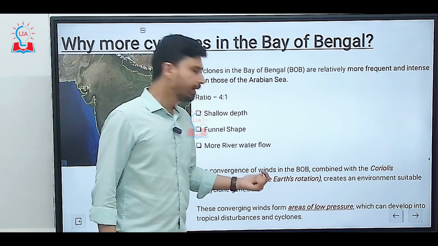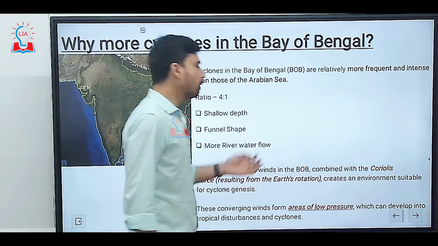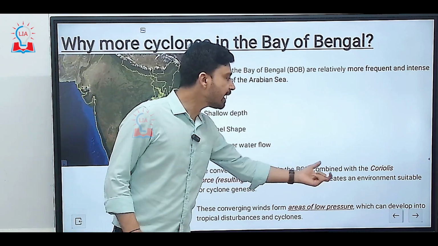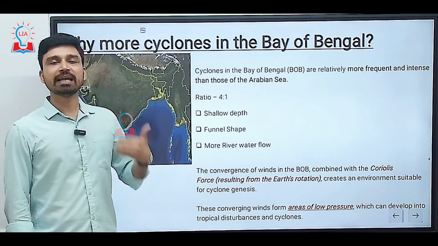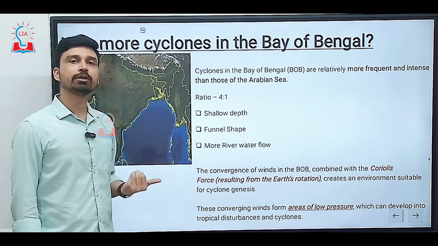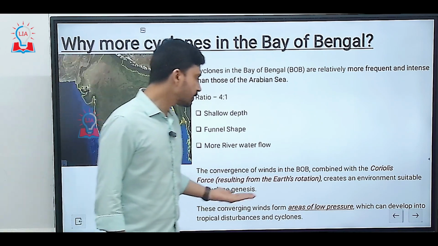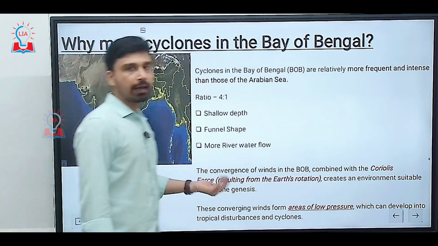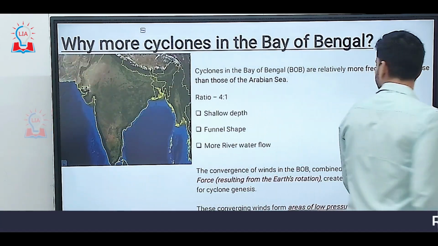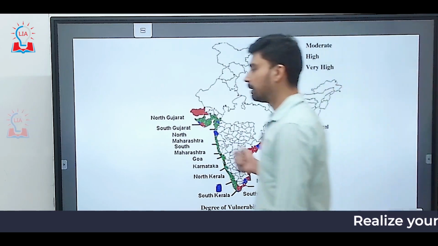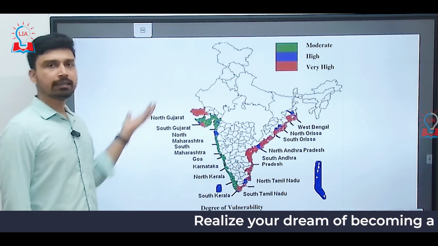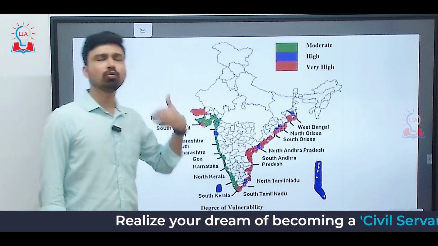So what we can say is the convergence of winds in Bay of Bengal combined with, as we discussed, Coriolis force resulting from the Earth's rotation creates an environment that is suitable for cyclogenesis, that is the generation or formation of cyclone. These converging winds form areas of low pressure which can develop into tropical disturbances and cyclones, as we have discussed.